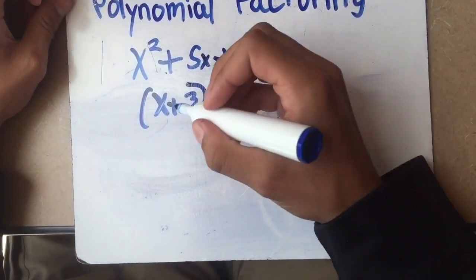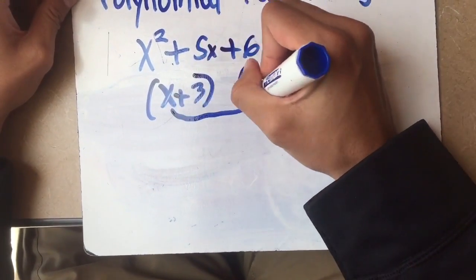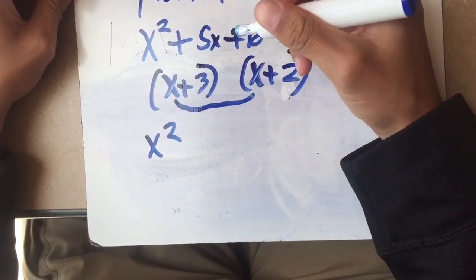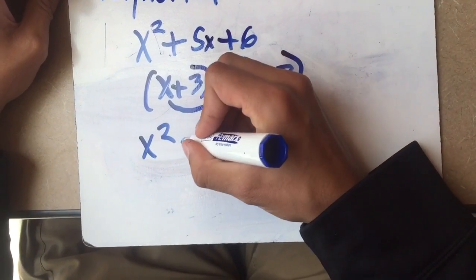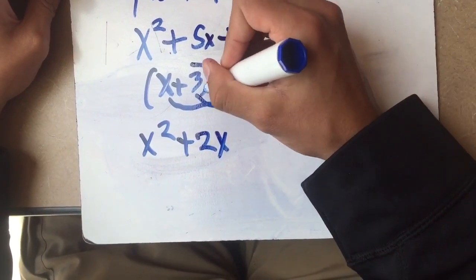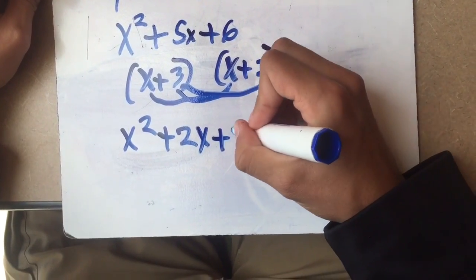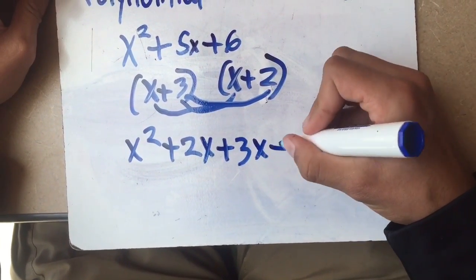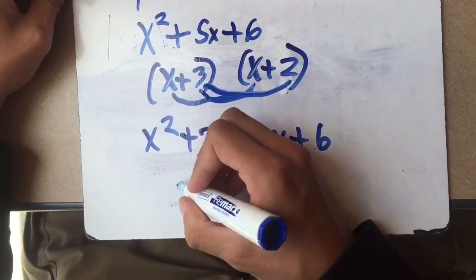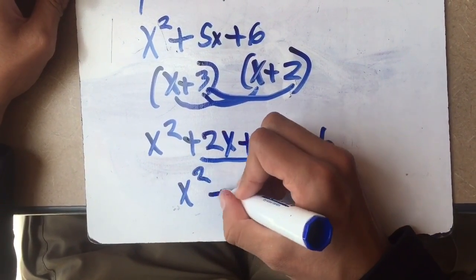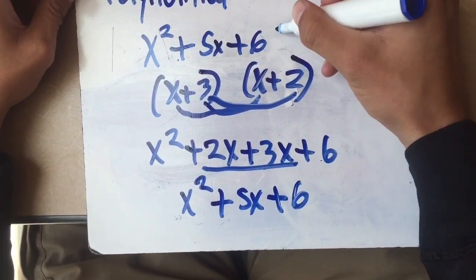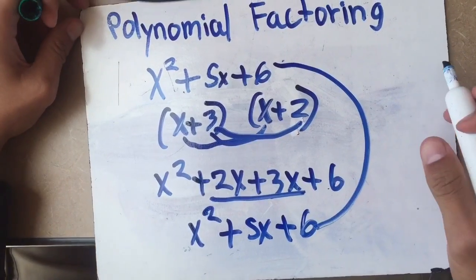but if you want to double check to make sure it's correct, you can do the distributive property. When you do this, x times x will be x squared, x times 2 will be 2x, and then do the same thing for the 3. That'll be 3x plus 6, and you add the common factors, and that would be x squared plus 5x plus 6, which is the same thing as this. That's how you answer this problem.